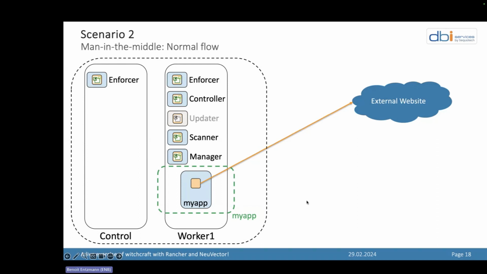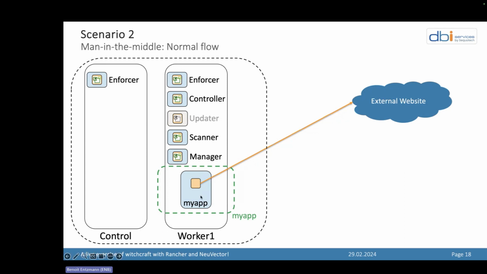So the second scenario is also one where NeuVector can help detect malicious activity in the Kubernetes cluster. It's called a man-in-the-middle flow. That's very well known in traditional network computing, but it's also possible to see that attack in a Kubernetes cluster, and I will show you that in action directly.